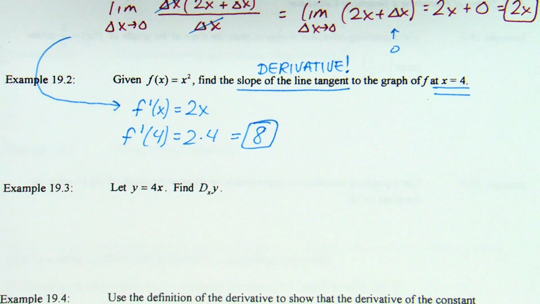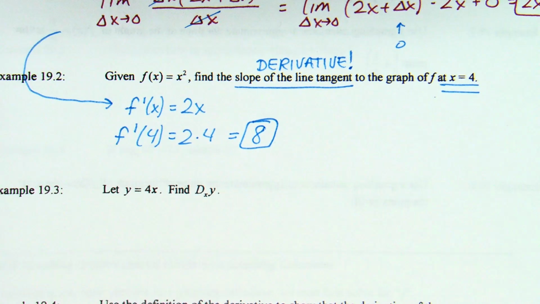Example 2 was easy, right? If we'd had to find the derivative, it would have been more complicated. But given the derivative, it's easy to find the value.